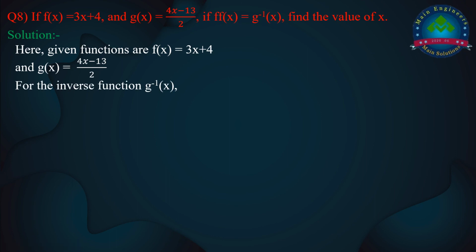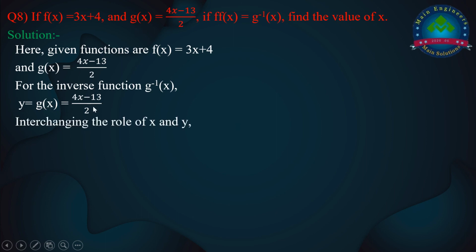For the inverse of the function g inverse x, let's find this one, then we will find this. So g inverse x is equal to, for finding g inverse x, what's the first step? y is equal to g(x). So y is equal to g(x) is equal to (4x minus 13) by 2. Then the second step is interchange the position of x and y. Then x is equal to (4y minus 13) by 2.